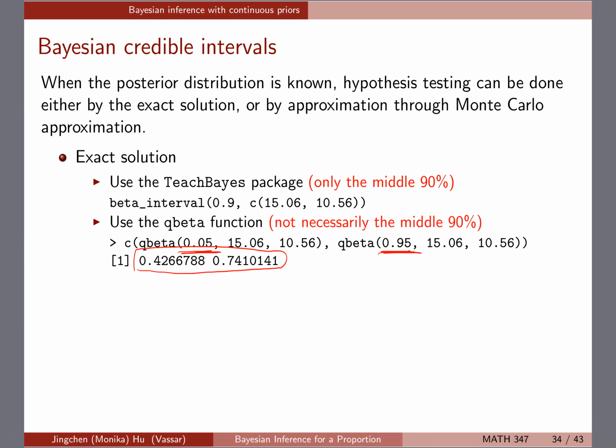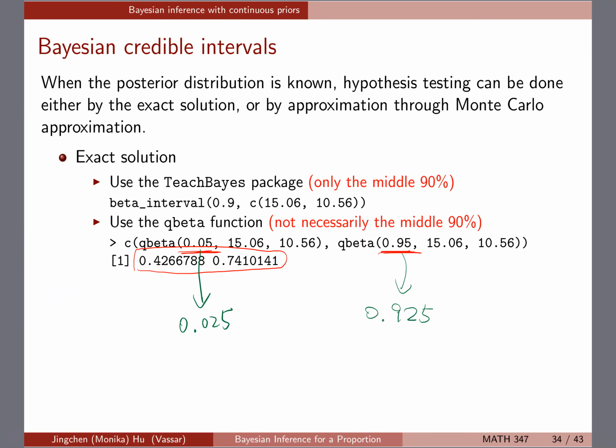This one, which I put in red, is not necessarily the middle 90%, because I can easily change it. Like I said earlier, I want 2.5% on the left, and that means I need... let's see. No, this is wrong, right? I need to shift further. Sorry about this. Okay, should be 2.